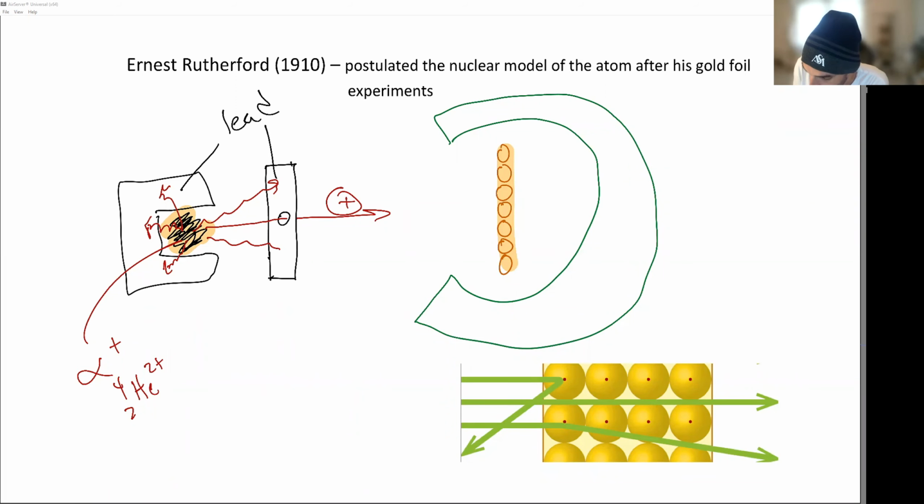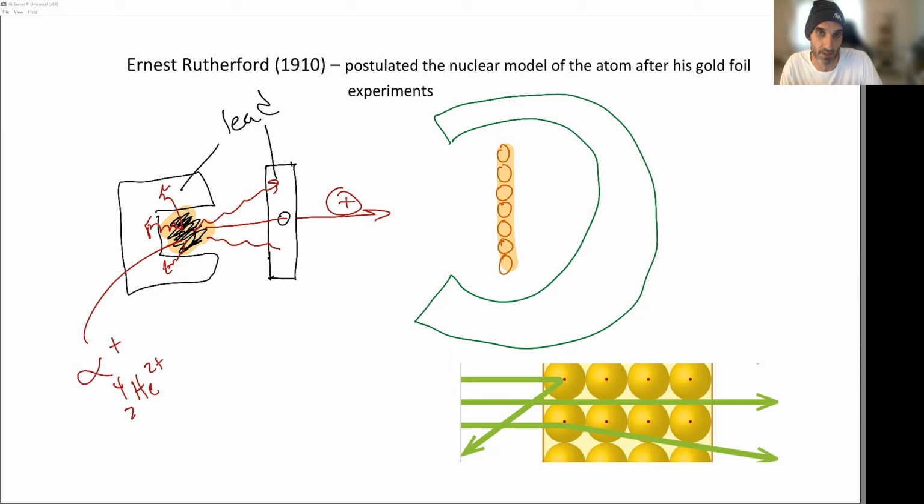First of all, if we saw that every single one of these particles went through and hit on the other side, basically directly through, that would indicate a plum pudding model. There's nothing really going to block it. All the particles are either going to get absorbed by the negative charge, or they're going to go right through and not interact with anything.